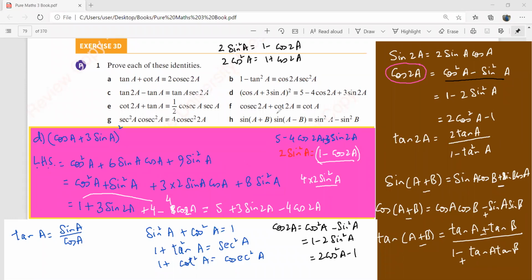So I had 8 sine square a over here. I changed that into 4 times 2 sine square a. And then this 2 sine square a has been changed with 1 minus cos 2a. So 4 into 1 will give you this 4 and minus 4 cos 2a over here. You were asking how did I get this 4 cos 2a? This is basically 4 into 1 minus cos 2a. I get this 4 minus 4 cos 2a that I have written here.